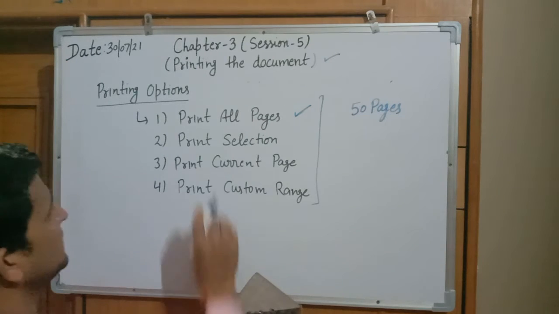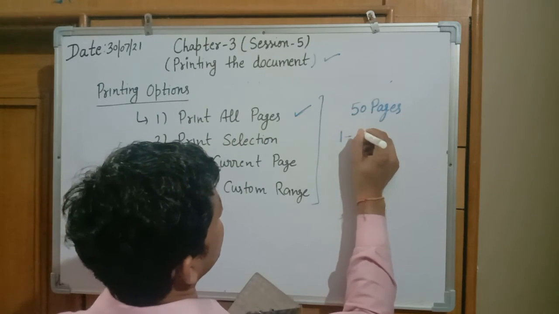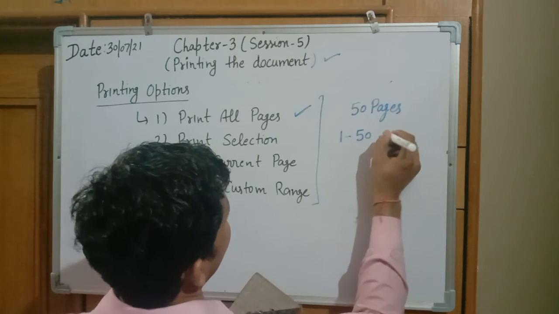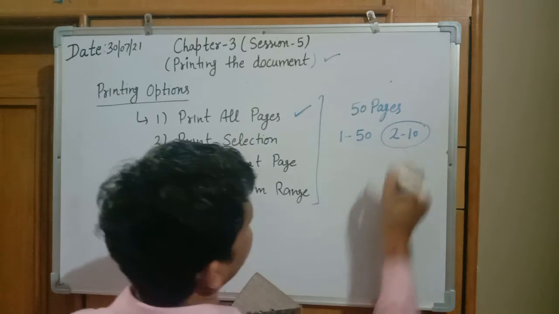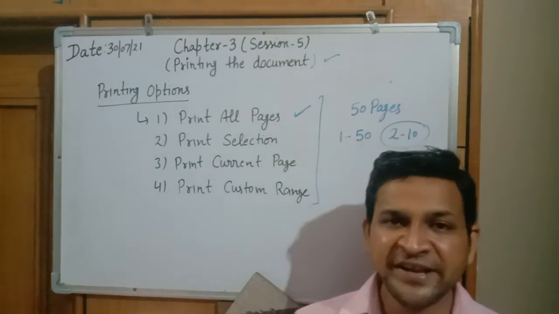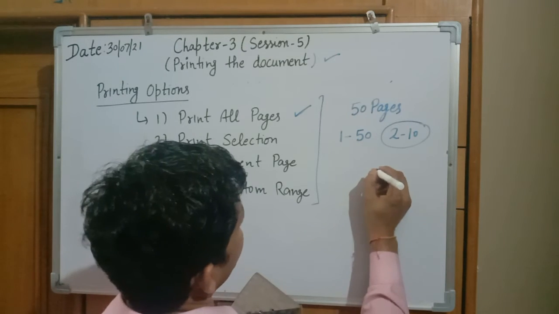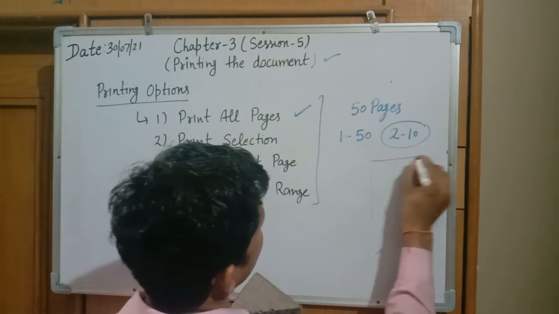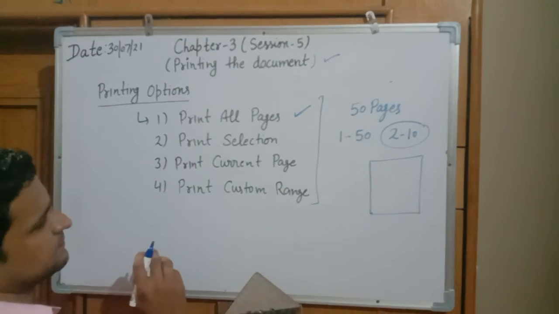Second option, print selection. Suppose we have pages 1 to 50 and we have selected pages 2 to 10. That is the selection. Whatever area is selected, only that part will get printed. It means in a document, whichever area is selected will get printed in the print selection option.